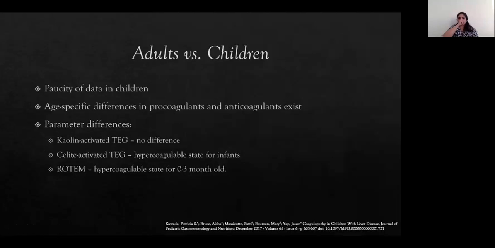So, excuse me. That brings us to what is known in children, and can we use these viscoelastic tests in children? I once again stress that we really don't have too much data in children. And we know that there are specific differences in both pro and anticoagulants in children. How are these viscoelastic tests affected?